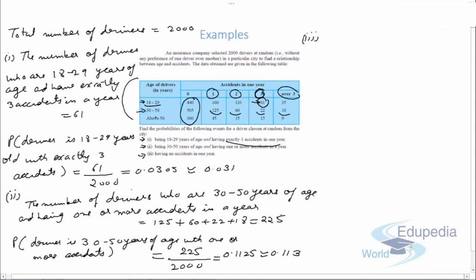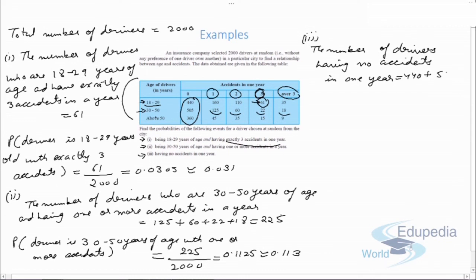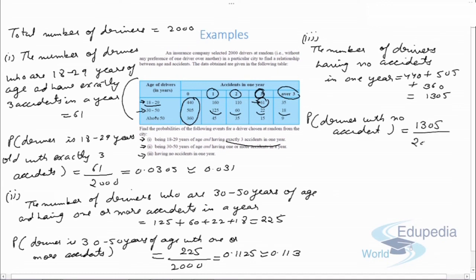Now, the number of drivers having no accidents in 1 year will be 440 plus 505 plus 360, so we need to add them all. This comes out to be 1305. The probability of drivers with no accident will be 1305 divided by 2000, which comes out to be 0.653. So this is how we can solve these kinds of probability questions when such data is given. Let's move on to the next example.